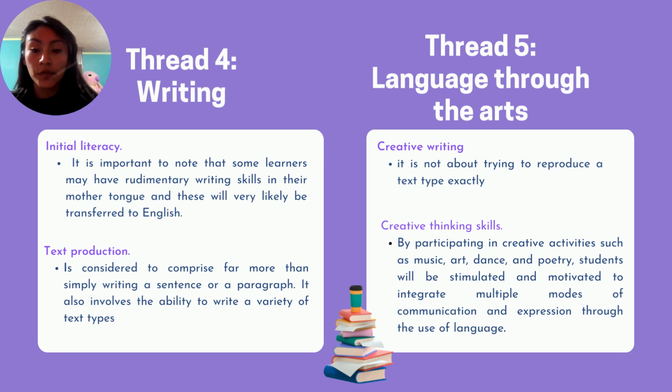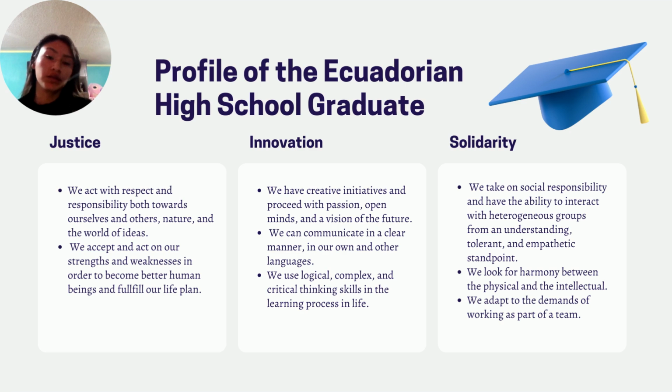Students will be stimulated and motivated to integrate the multiple modes of communication and expression through the use of the language. The application of art education has the potential to promote all communicative, educational, intercultural, and also aesthetic outcomes of the Ecuadorian high school project. Here we have three important aspects: justice, innovation, and solidarity. In justice, we act with respect and responsibility toward ourselves and others, in nature, and in the world of ideas. Also, we accept and recognize strengths and weaknesses in order to become better.